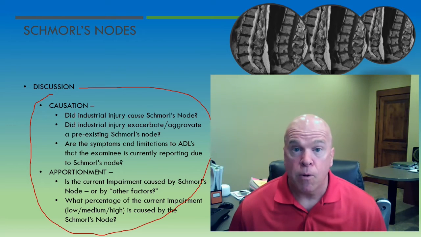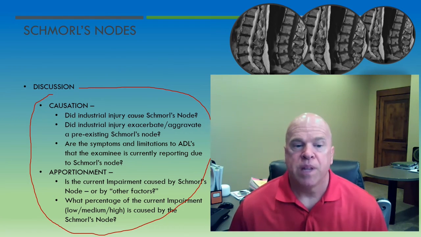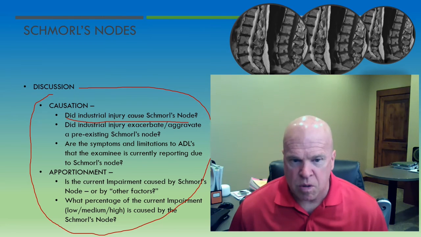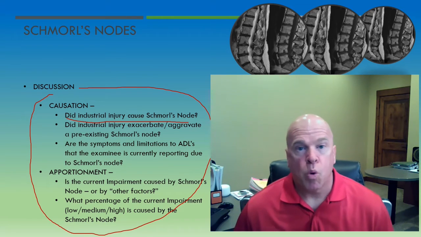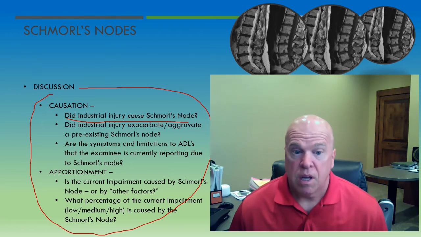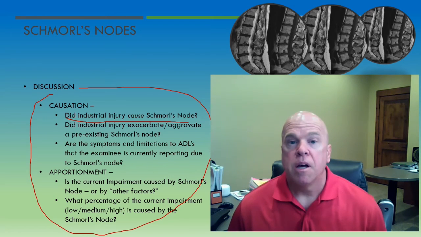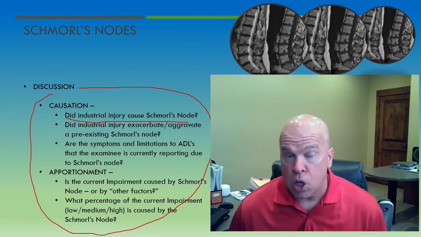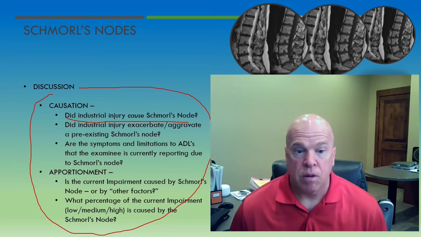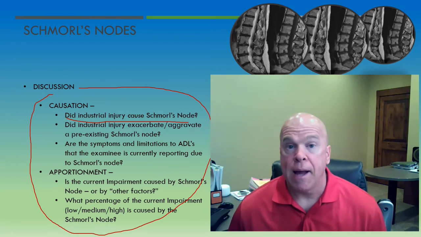So for example, some things that you're going to have to answer to yourself and to the parties is, did the industrial injury cause the Schmorl's node? And this is most likely, if the industrial injury is a suspected cause of Schmorl's node, it will be because the mechanism of injury involved axial loading of the spine, either from some type of a trauma or some type of a fall perhaps, wherein large axial forces were encountered by the spine.